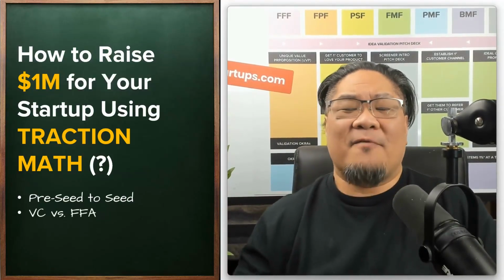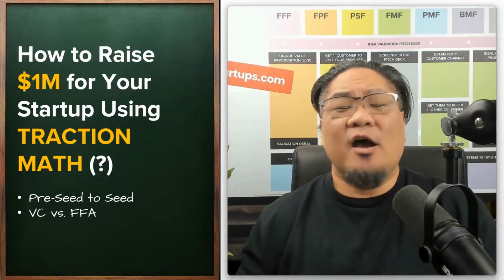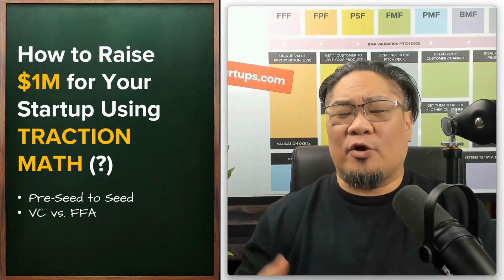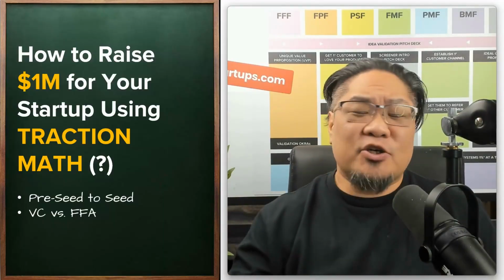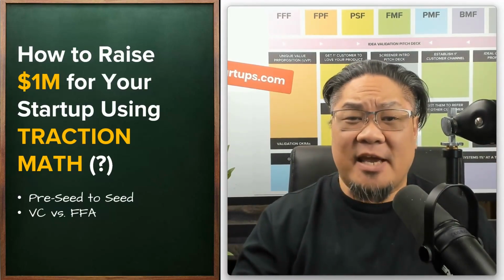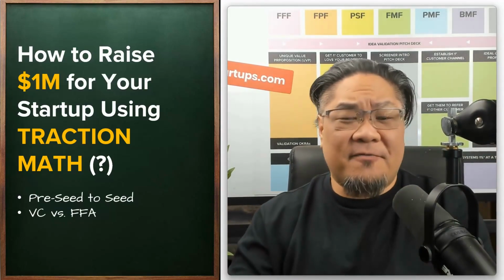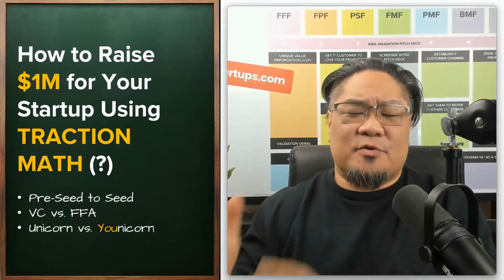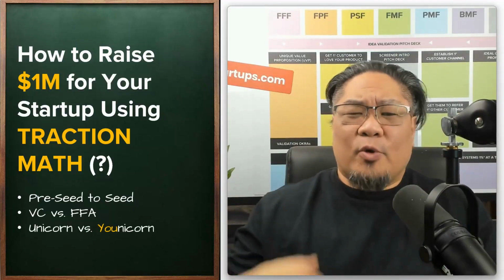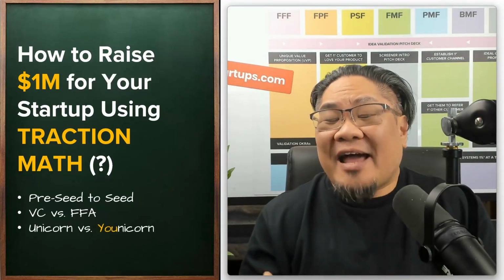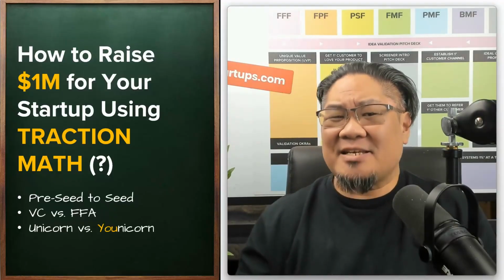Furthermore, we're going to talk about VC versus FFA, which also includes bootstrapping or non-dilutive funding, anything outside of venture capital. Because venture capital has a very specific expectation for when you raise money from them and what you do with it, and that's the difference between building a unicorn with a U or building a YO unicorn, which is based on what you want, your lifestyle, your expectations versus an investor.